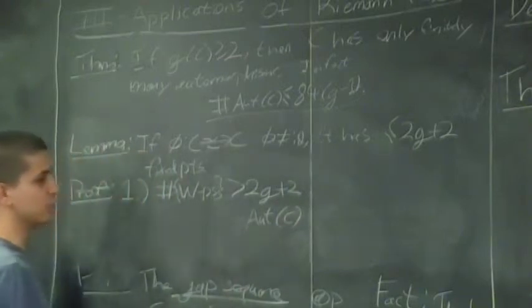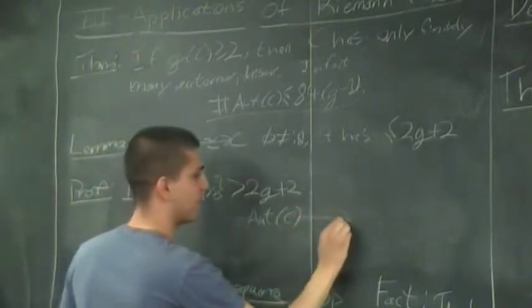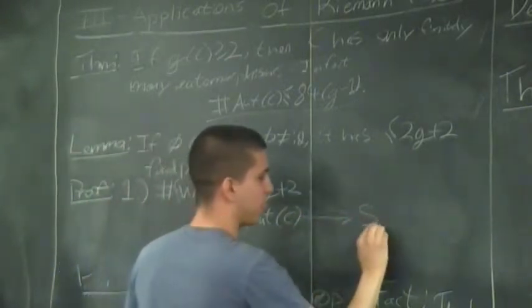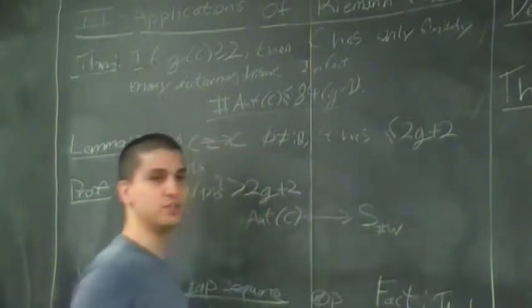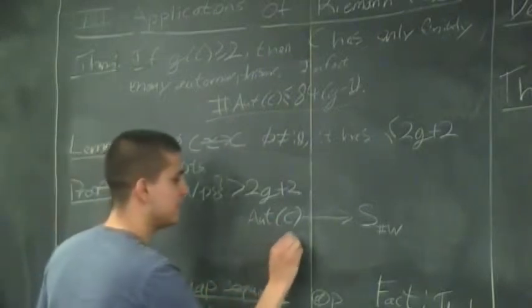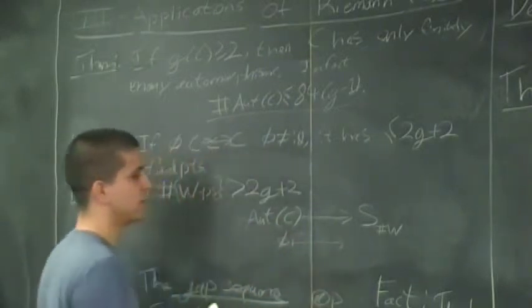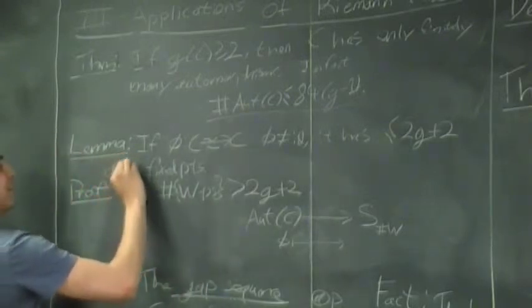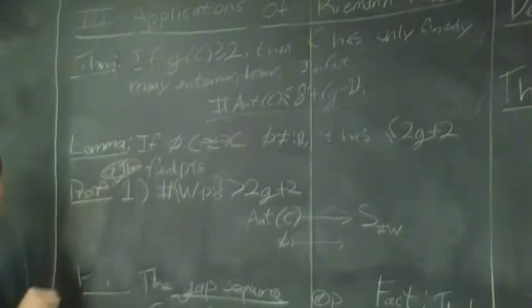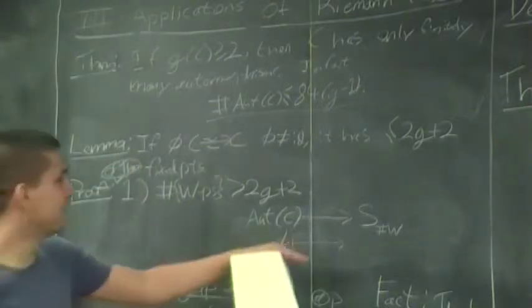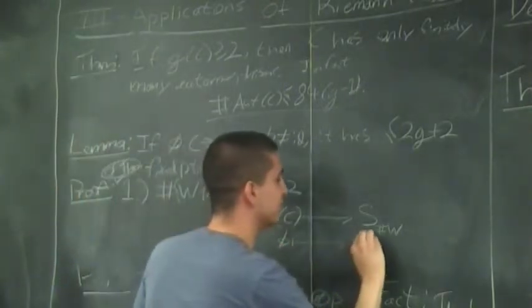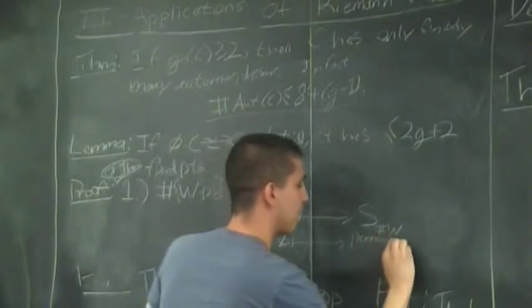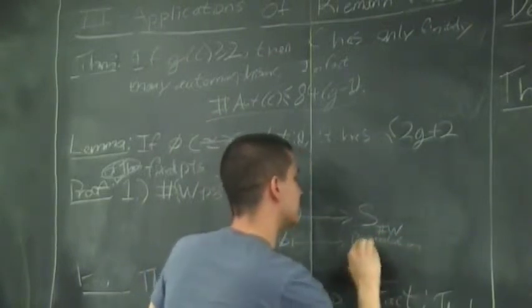So in particular, we have a map from the automorphism group of C to the symmetric group on whatever the number of Weierstrass points is. And it takes phi to whatever permutation it induces on the Weierstrass points. And by the way, this is the proof of the theorem, not of the lemma, in case that wasn't clear.